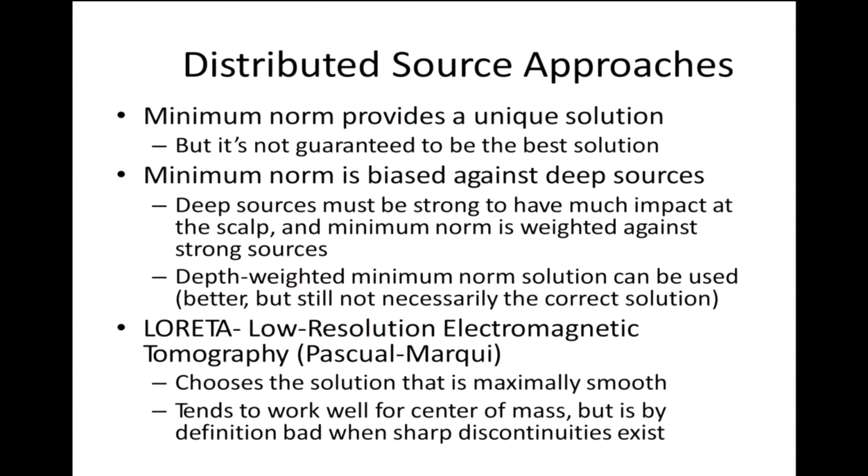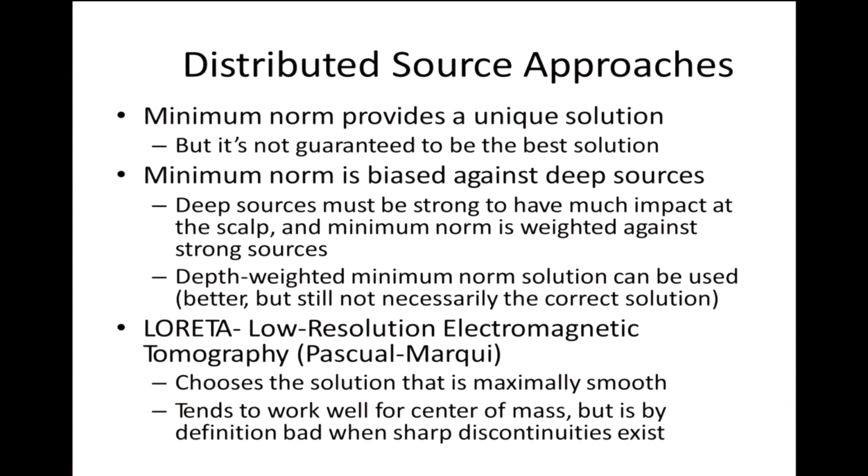And also minimum norm is quite biased against the deep sources, because minimum norm is weighted against stronger sources as well, and the deep sources really have to be quite strong to have much impact at the scalp there. There is one way you can change your weight depending on the depth, but that also suffers from some other problems.